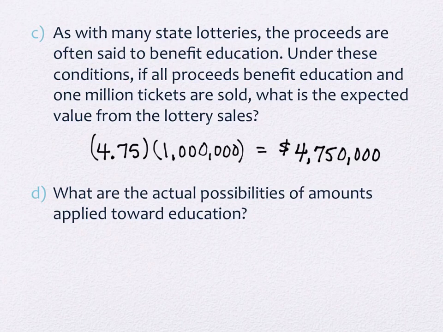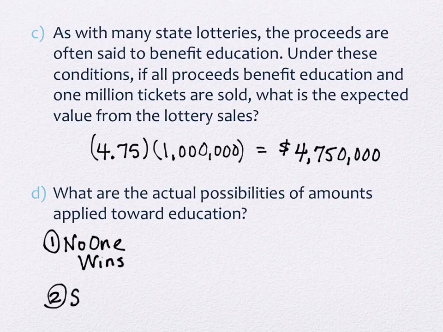But remember, expected values are averages over time. All right? Over time. So if the lottery plays one time, you're expecting that you're going to average over the course of playing the lottery a whole bunch of times $4.75 million. That's great. But those aren't the real outcomes of what's going to happen here. What are the real outcomes? Well, there are two real outcomes. One real outcome is that no one wins. And the second real outcome is that someone wins. Right? Either someone wins or they don't.